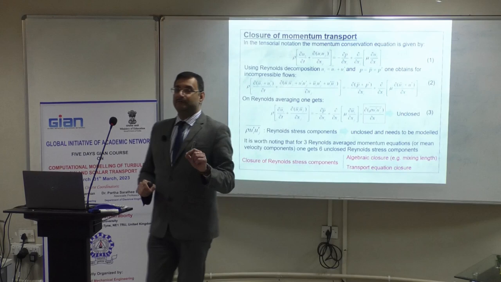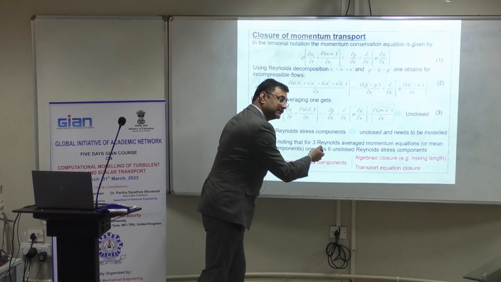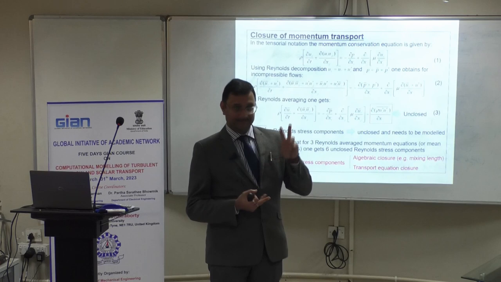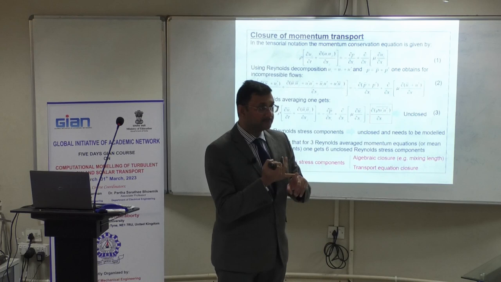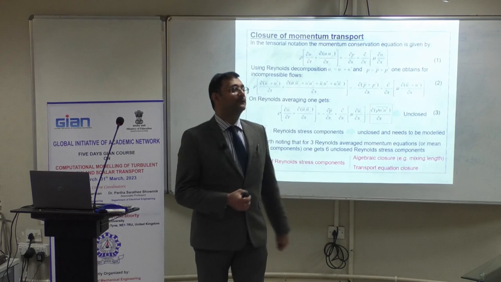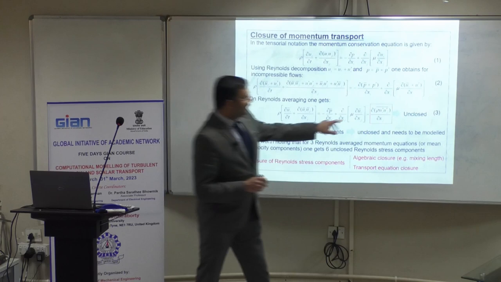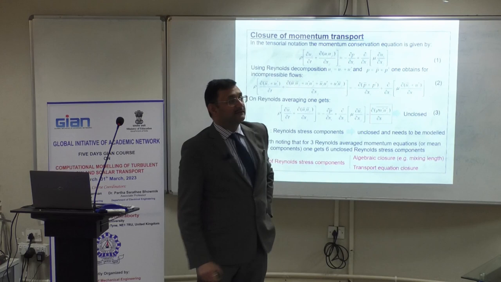I'll just give you a hint, and you'll see that later on. If I actually derive a transport equation for this one, at the moment I have six extra unknowns. So if I consider my four mean variables, those are mean velocities in three directions, plus mean pressure, plus six, altogether 10 variables, I have only four equations. So I can't actually close this system. I have more variables than the number of equations that I have. If I write a transport equation for this, which I'll show later in this lecture, I'll have altogether 22 unknowns.